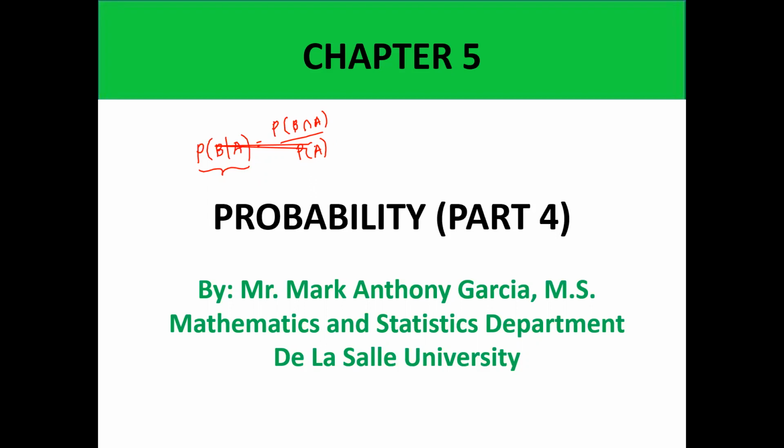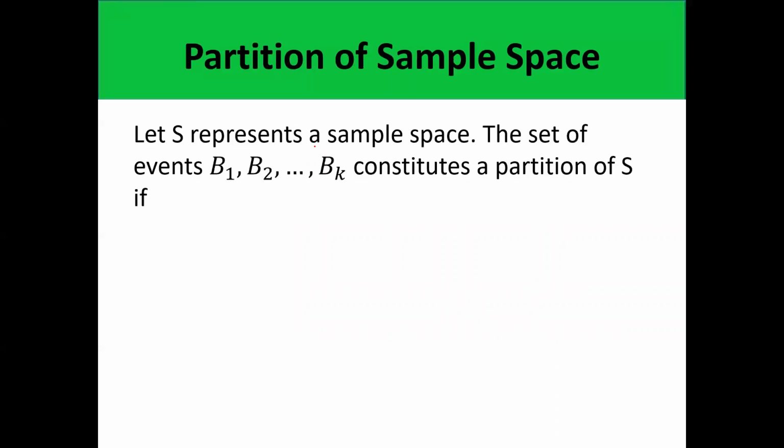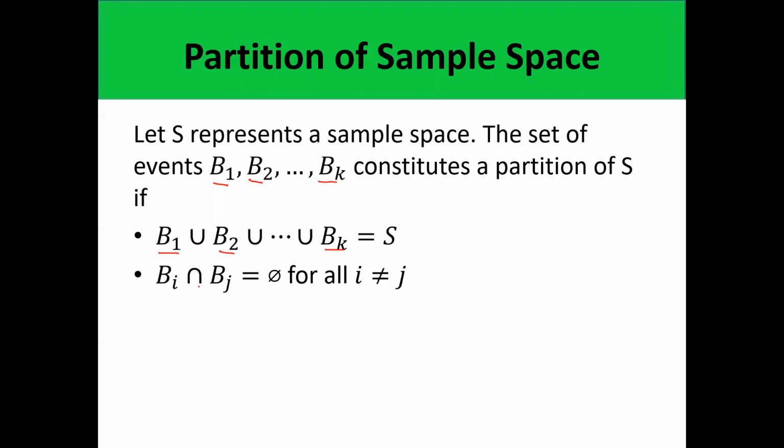So before we dig into the Bayes rule, we shall first describe what a partition of a sample space is. Let S represent a sample space. The set of events B sub 1, B sub 2, up to B sub k constitutes a partition of the sample space S if the union of all the events B1, B2, up to Bk is equal to the sample space S, and the intersection of any two events B sub i and B sub j is empty.